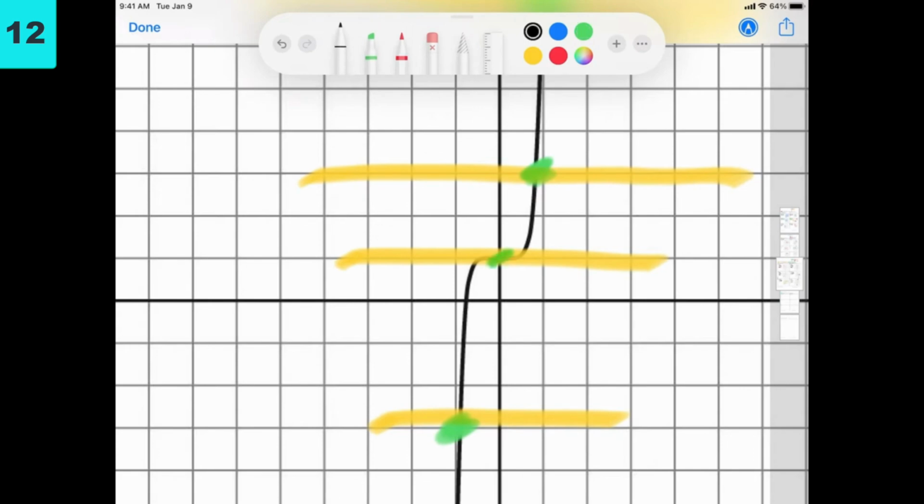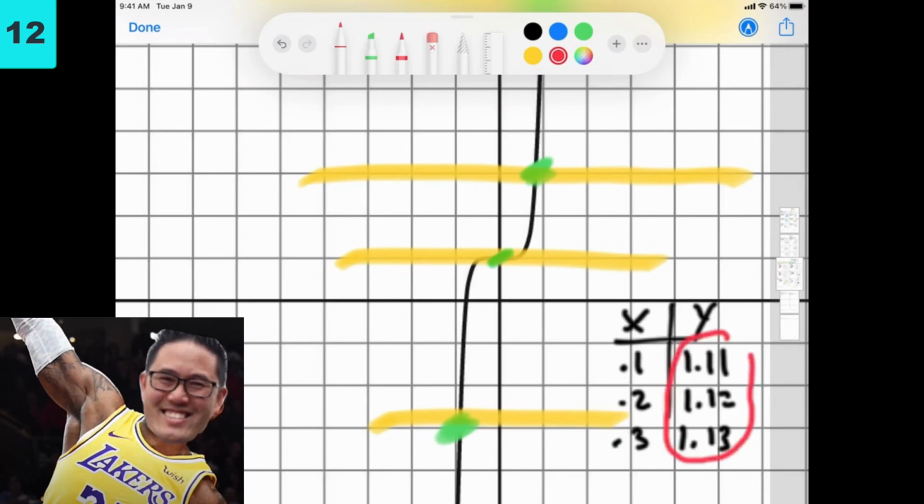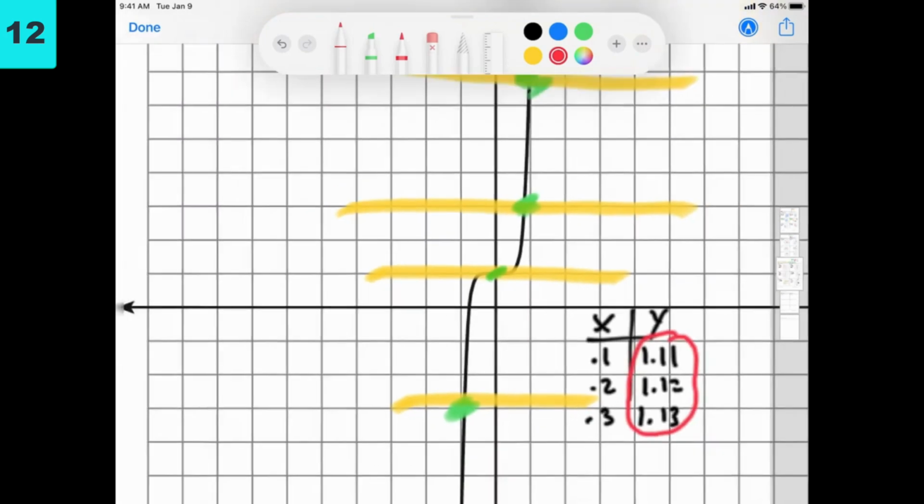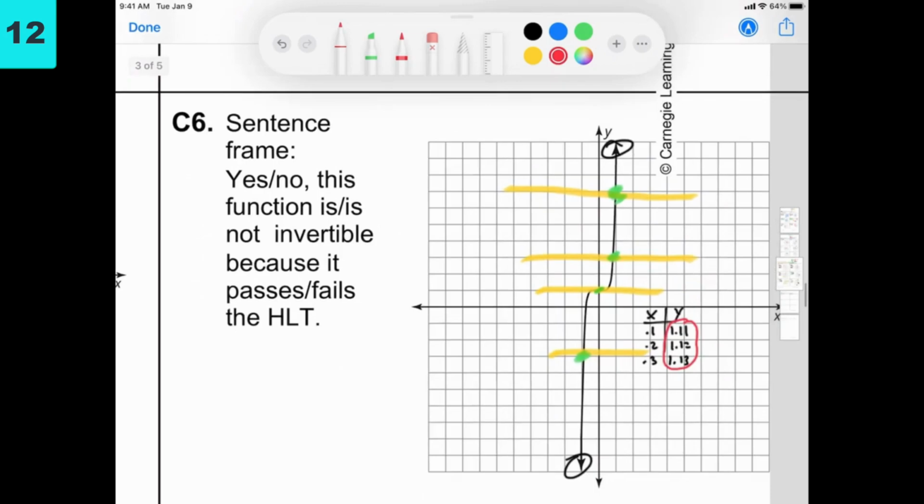And here is my explanation why. If you drew yourself a table of values, and if you did something like here on the positive side, let's just say x is 0.1, you might have something like 1.11. And what I'm trying to show you here is that it's slowly increasing there, and you will not have a y value that repeats. Okay, so that's the answer for C6.